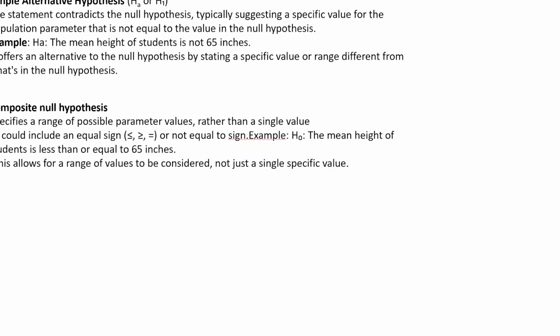Okay, moving on. What is a simple alternate hypothesis? A simple alternate hypothesis is the statement that contradicts the null hypothesis, like what we have discussed before. For example, the average weight of the apple is not 150 grams. When we are rejecting the null hypothesis, it is intuitive that you are accepting the alternate hypothesis. Here, for example, the mean height of the students is not 65 inches. So that is an example of a simple alternate hypothesis.